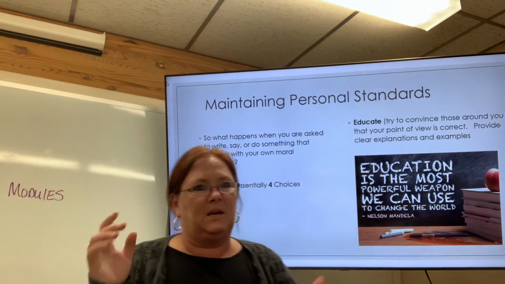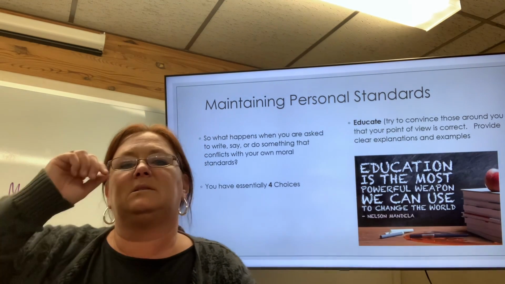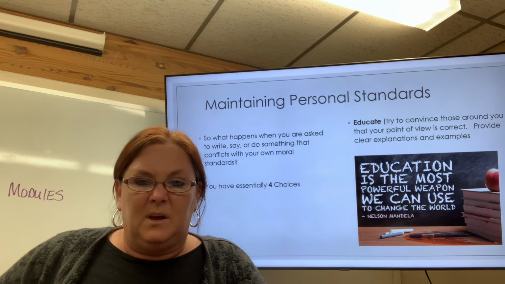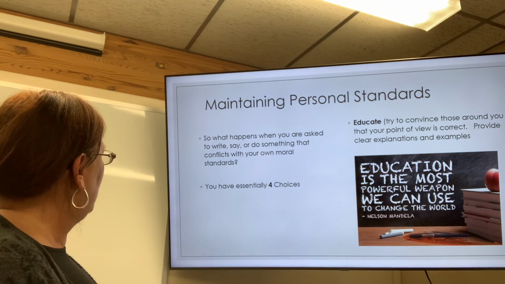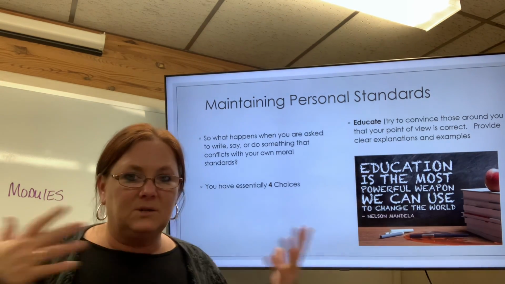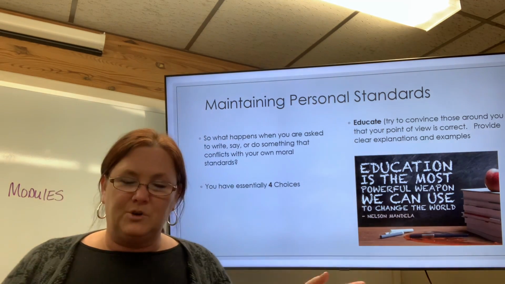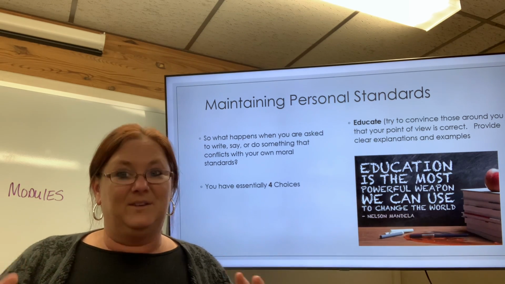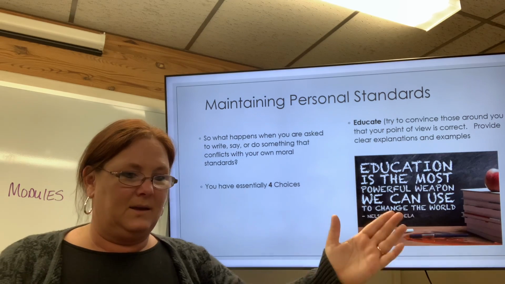So this is basically saying in your textbook, if you've read through it, it says, what happens if you're working on an assignment and you don't agree with the assignment? It goes against your personal values. So what happens when you are asked to write, say, or do something that conflicts with your own moral standards? Your textbook and the world of public relations says there's 4 choices. You can educate, which means that you actually go out there and try to explain your side of it. Again, there's aggressive and assertive. Educating would be assertive, going out and saying, hey, I can't stand for this.